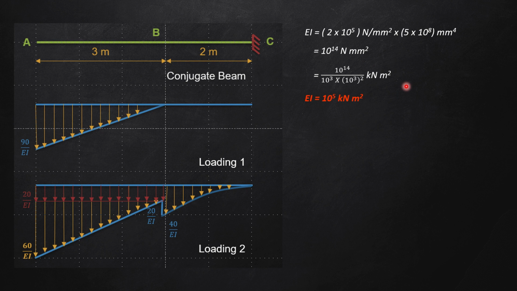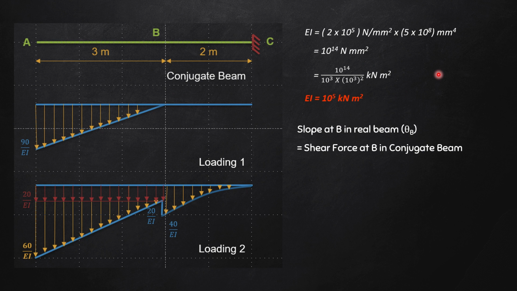We will have to find out first the slope at B in the real beam, equal to what? As far as we know from the properties of the conjugate beam, it will be nothing but the shear force at B in the conjugate beam. That means if I am able to find out the shear force at this point, then automatically I'll get the slope at B in the real beam. Please see, this is the conjugate beam. So shear force at B in the conjugate beam will be slope at B in the real beam.